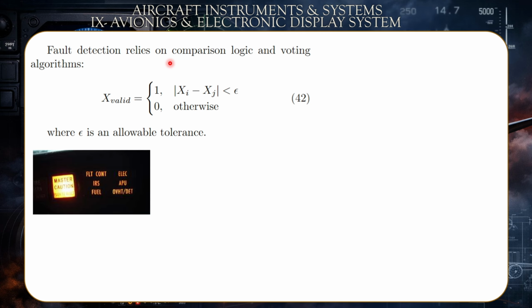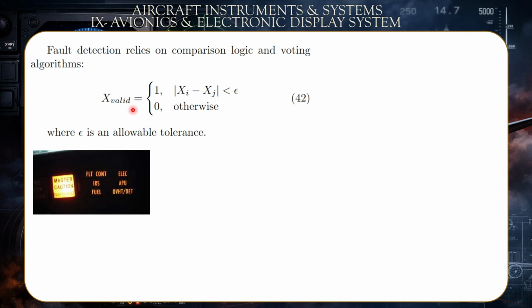Fault detection relies on comparison logic and voting algorithms. And this is how you judge it. Let's say you have two sensors collecting the same type of data. Okay, we have two sensors for the purpose of redundancy. Now, how can we judge whether a value is correct or not? Like how do we assess whether the measured value that's being displayed is accurate and acceptable, or in other words, valid, or should it be rejected?